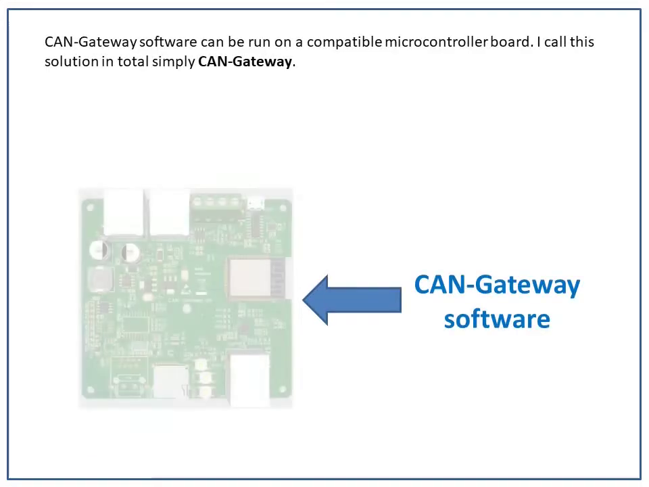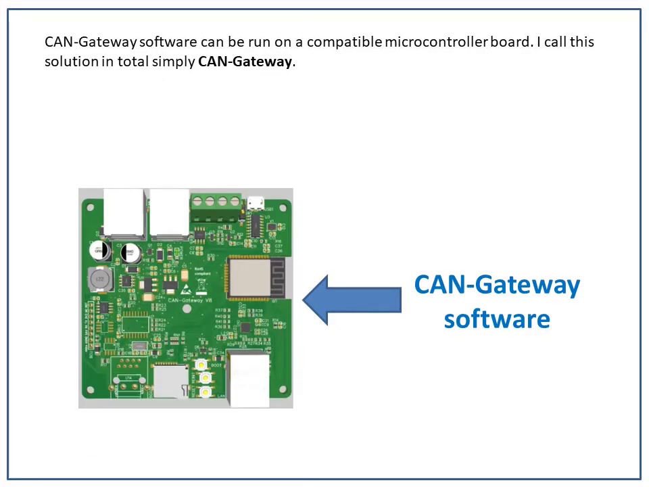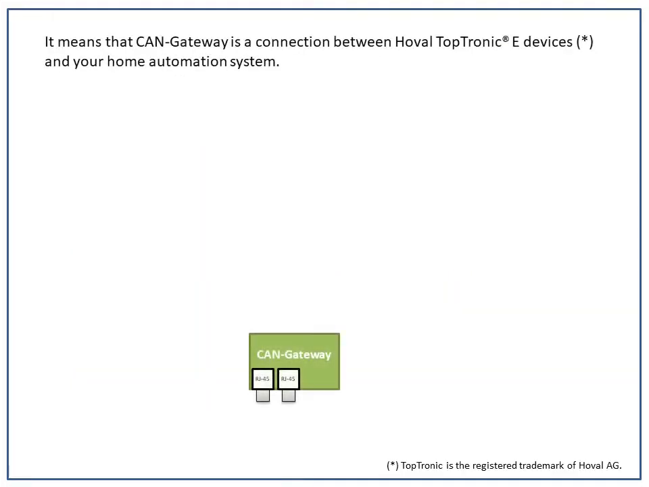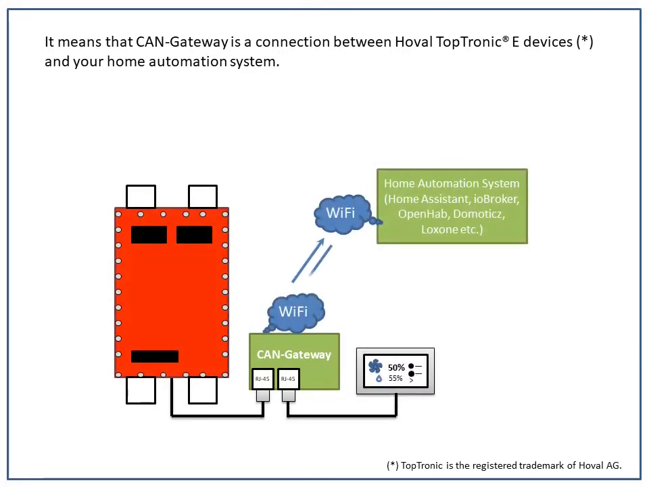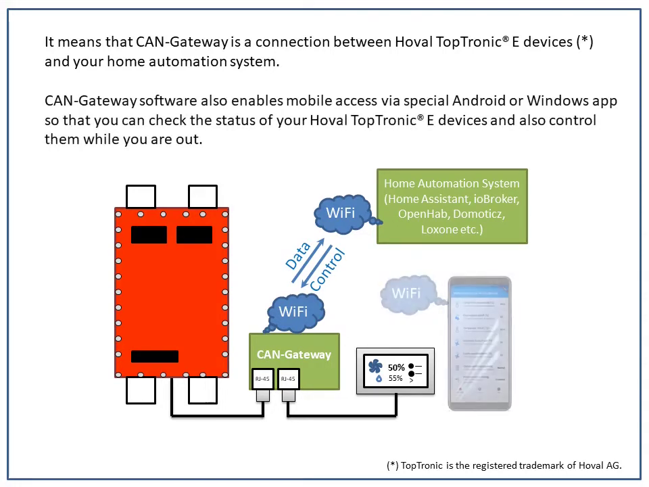CAN Gateway software can be run on a compatible microcontroller board. I call this solution in total simply CAN Gateway. It means that CAN Gateway is a connection between Hoval TopTronic E devices and your home automation system. CAN Gateway software also enables mobile access via special Android or Windows app, so that you can check the status of your Hoval TopTronic E devices and also control them while you are out.